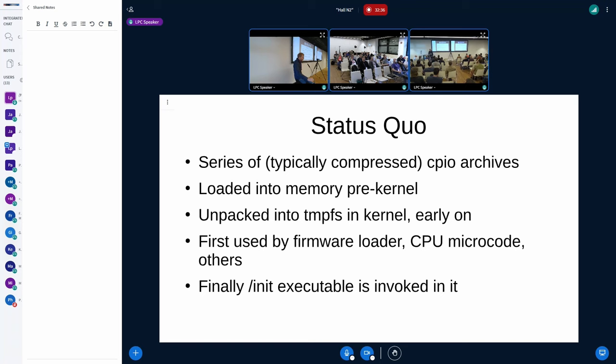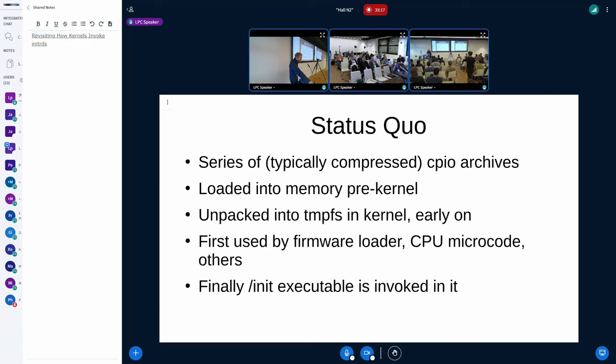So, to start the discussion, let's look at the status quo, how initrds are actually done these days. Initrds are a series of typically compressed, like some of them are compressed, others cannot be compressed, CPIO archives. CPIO is a very, very simple archival format, like tar, but in text. They are loaded into memory before the kernel initializes, so that's usually the job of the bootloader, or in UEFI, like in the UKI world, it's sd-stub. It's a firmware that loads a PE binary, and then it's already in memory, and then it's a stub that makes sure that this gets passed to the kernel.